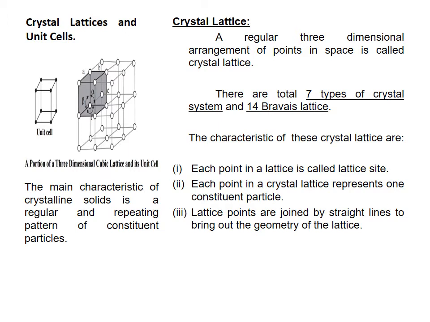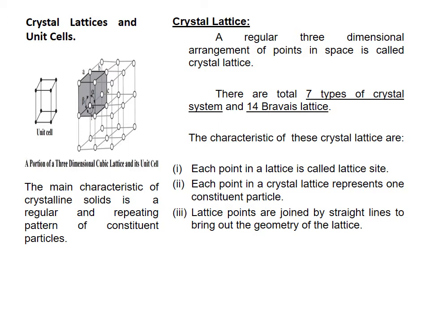This type of three-dimensional arrangement of particles in a regular pattern is known as Bravais lattice structures. There are a total of 7 types of crystal systems having 14 different Bravais lattice structures in all. We will discuss it in the last topic of this lecture. At present, as on the screen, we will discuss characteristics of the crystal lattice.